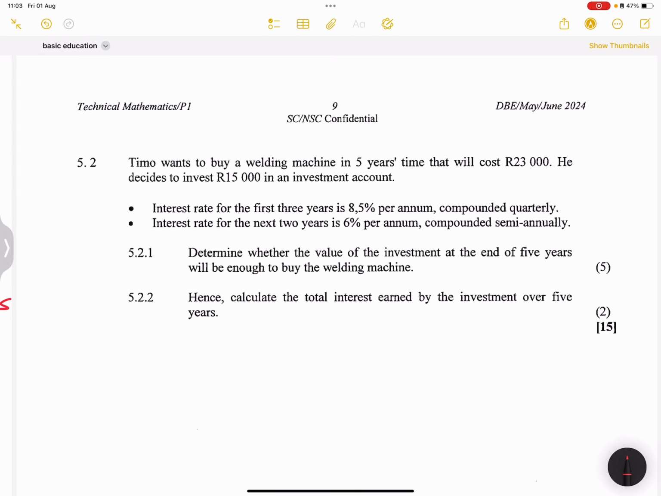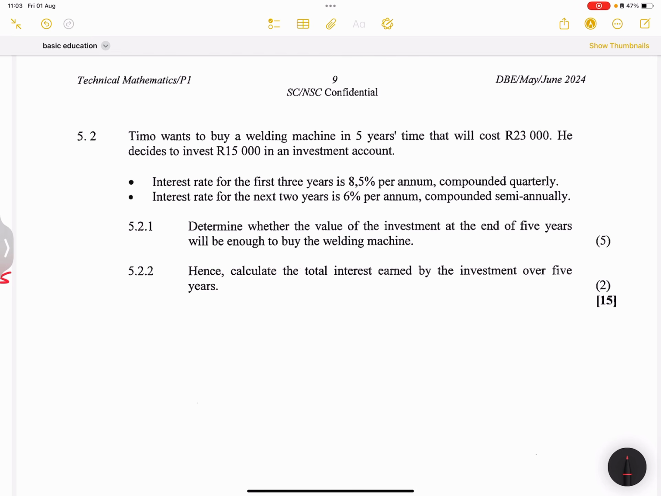And we're back together. Right, so we are continuing on that technical maths DBE May June 2024 exam.